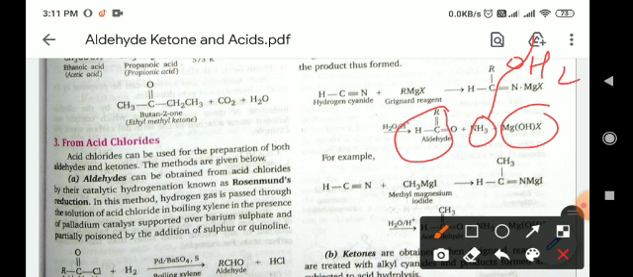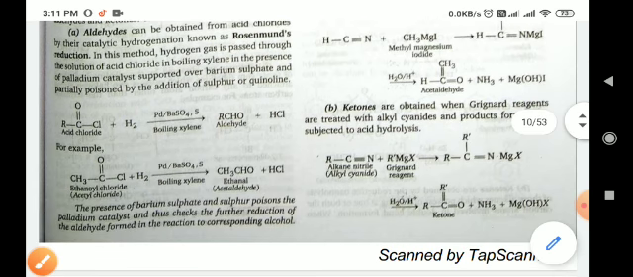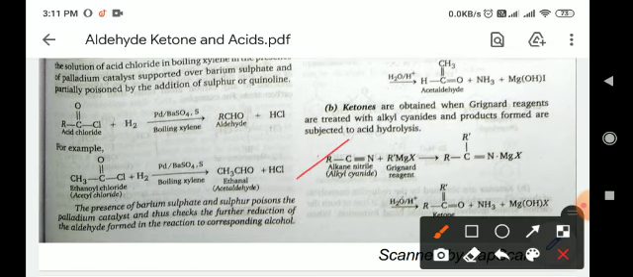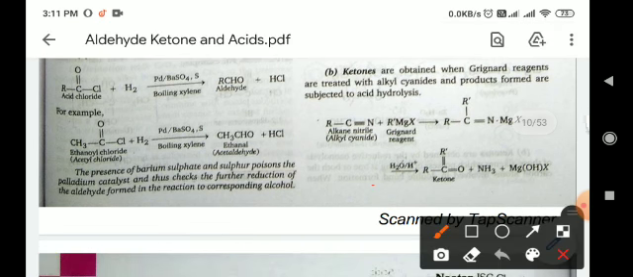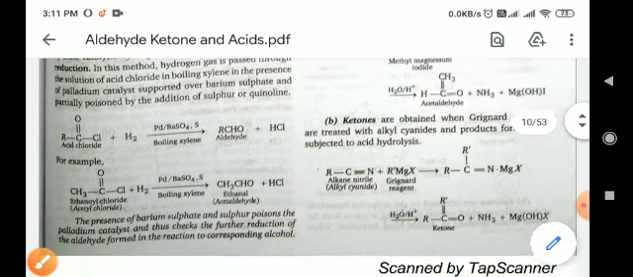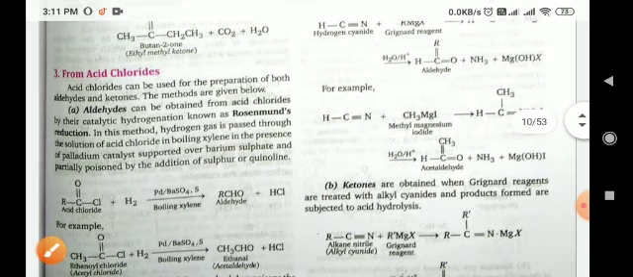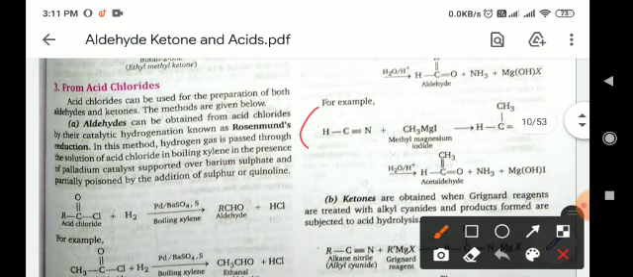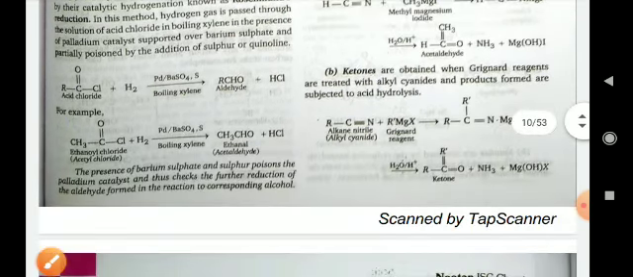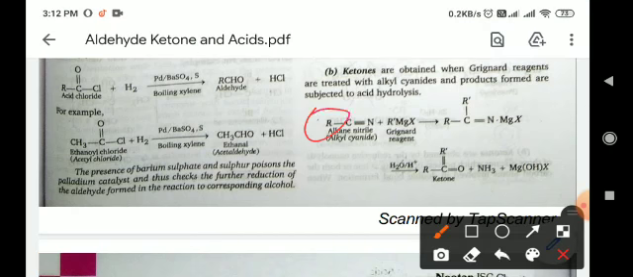So by the reaction of Grignard reagent with any cyanide you can prepare aldehyde, and for ketone you will take alkyl cyanide and you will get the ketone. Same reaction and same mechanism will be performed here, but what is the difference? If there is hydrogen in the reactant, then it gives aldehyde, and if you take an alkyl group in place of hydrogen, then it gives ketone.